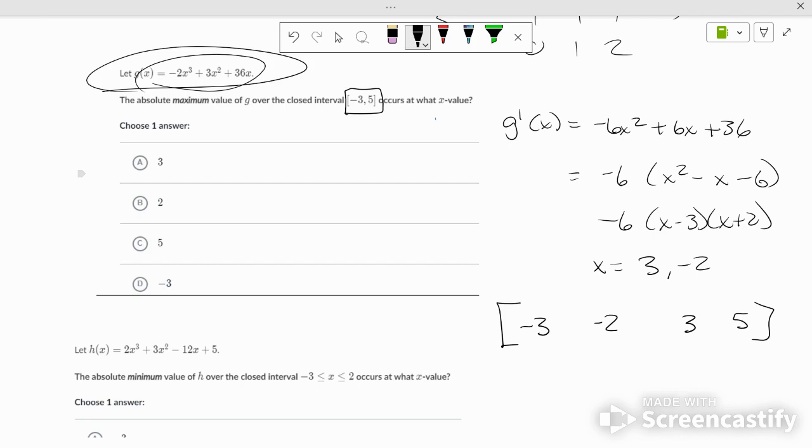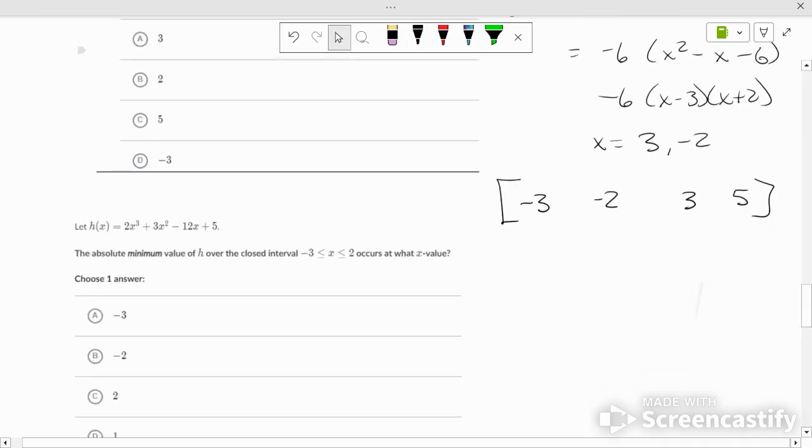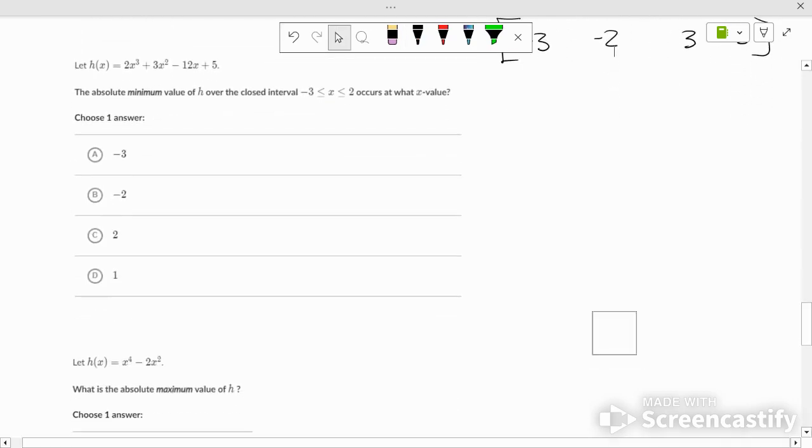I would do that on my calculator because I don't want to try to calculate all that out in my brain for 4 of them. But then you figure out the answer. You got to figure out all 4 of them, put them in the original to find the absolute maximum. Same for the absolute minimum.